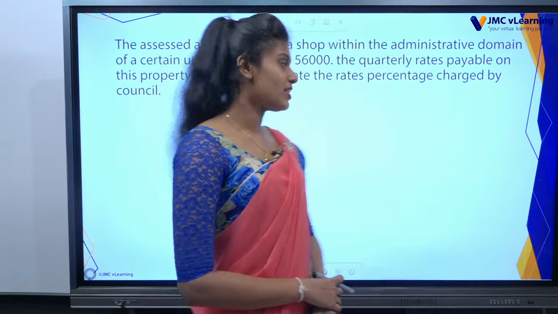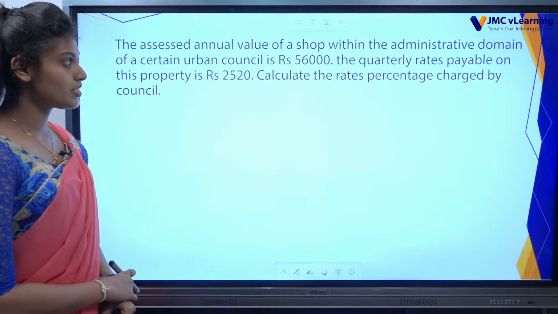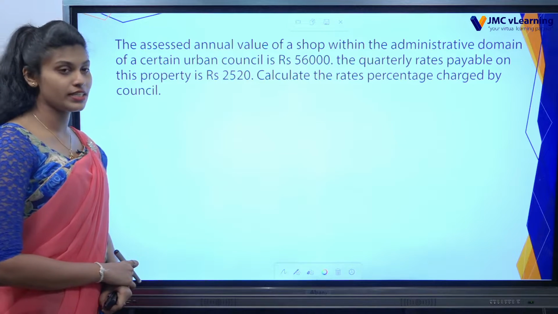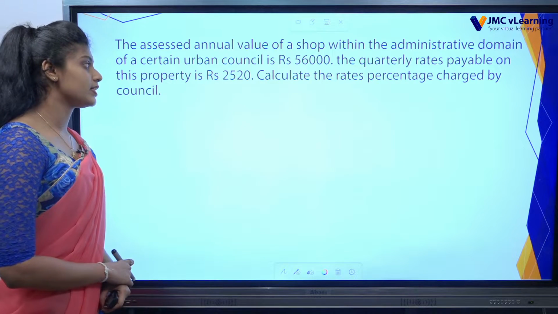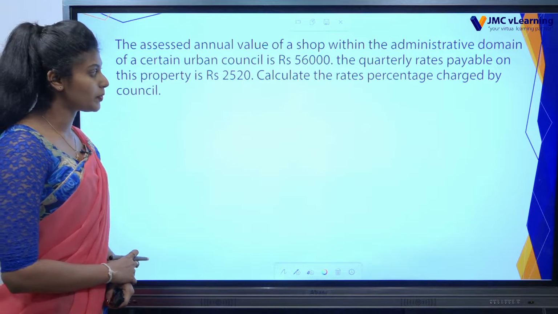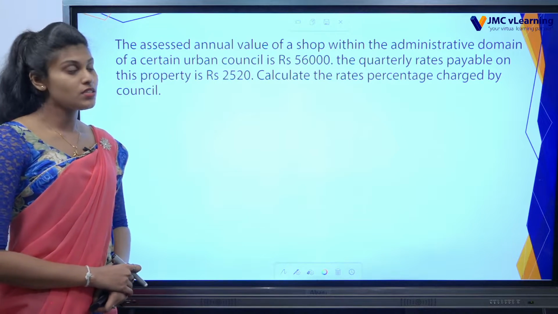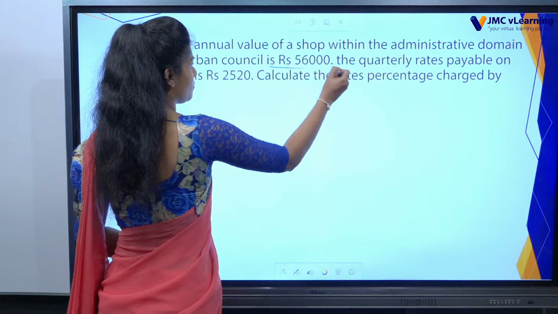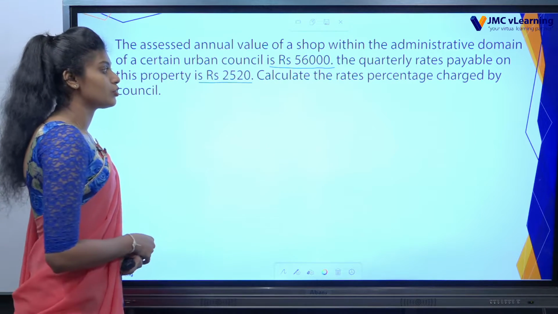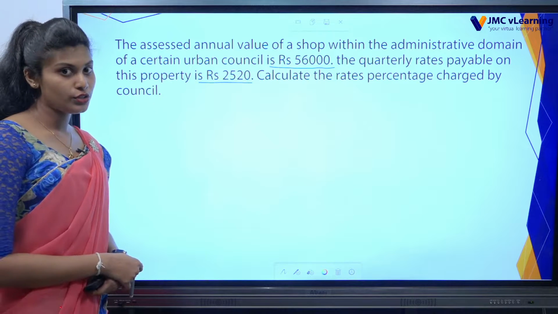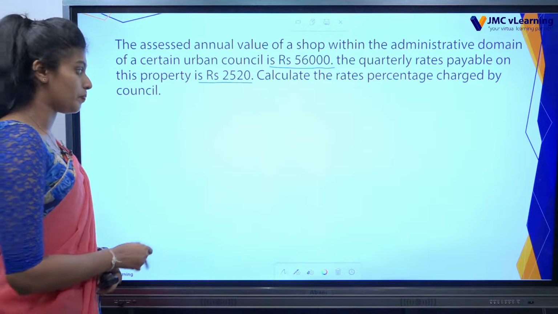2,250 rupees. Let's move to an example. The assessed annual value of a shop within the administrative domain of a certain urban council is 56,000 rupees. The quarterly rates payable on this property is 2,520 rupees. Calculate the rate percentage charged by the council. So, the annual value is 56,000 and the quarterly rate payable is 2,520. First of all, you have to find the rate payable on this property for a year.